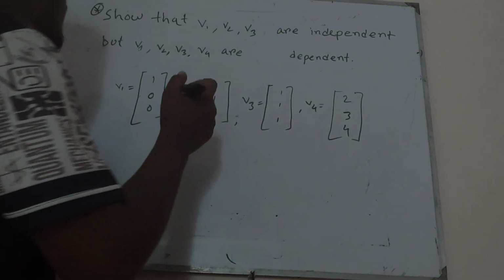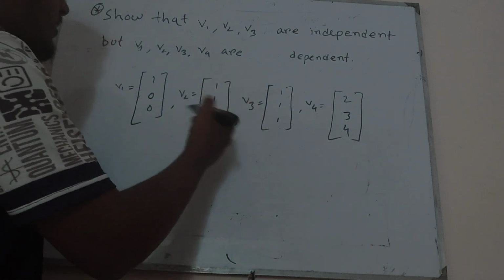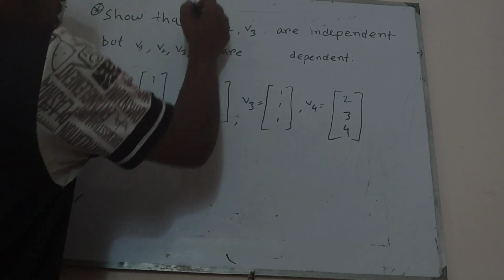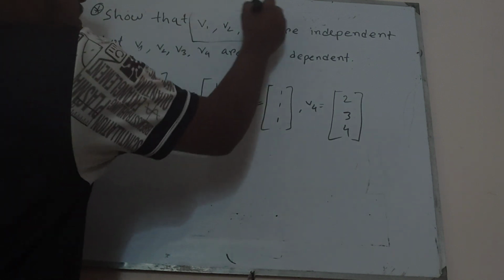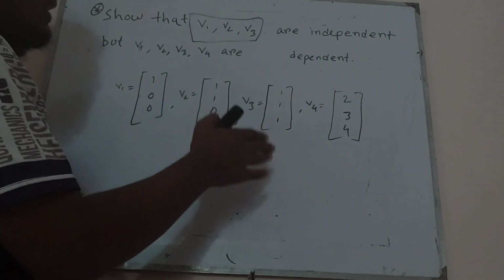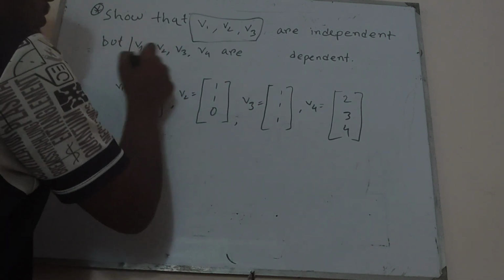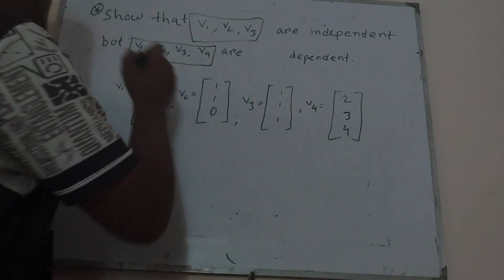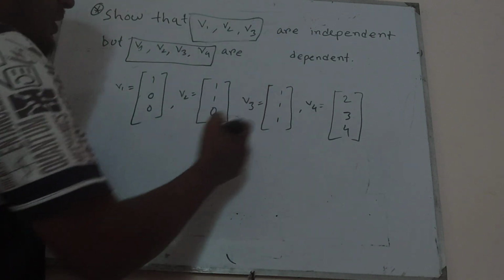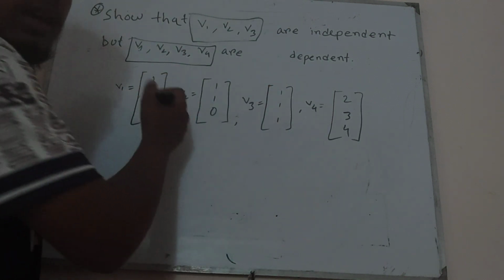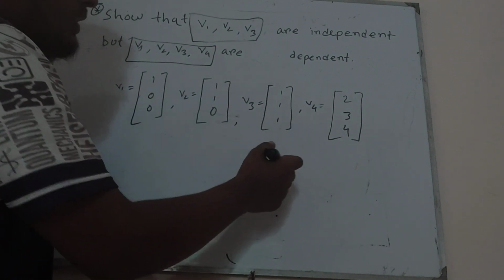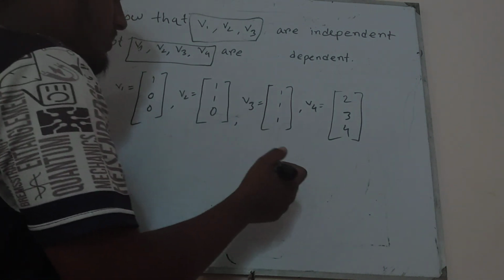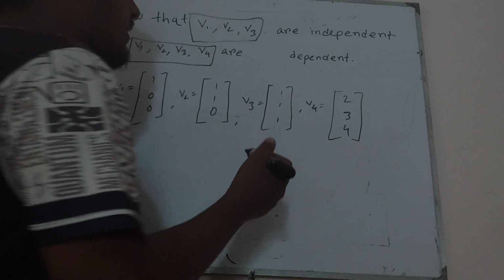Okay, hello. Here is a problem about three vectors. Are these three vectors linearly independent, and are these four vectors linearly dependent or not? We have to prove that these three vectors are linearly independent and these four vectors are linearly dependent. This is not a very complex problem. It is a simple problem of linear algebra.